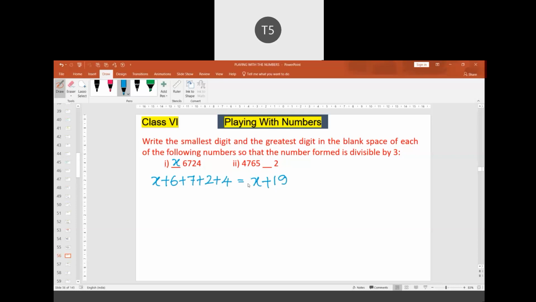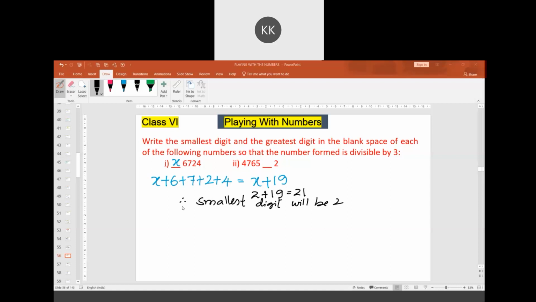If you add 0 here, 19 is not divisible. If you add 1, it becomes 20, which is not divisible. So we need to add 2 to this. X is 2. 2 plus 19 is 21. Therefore, the smallest digit will be 2.